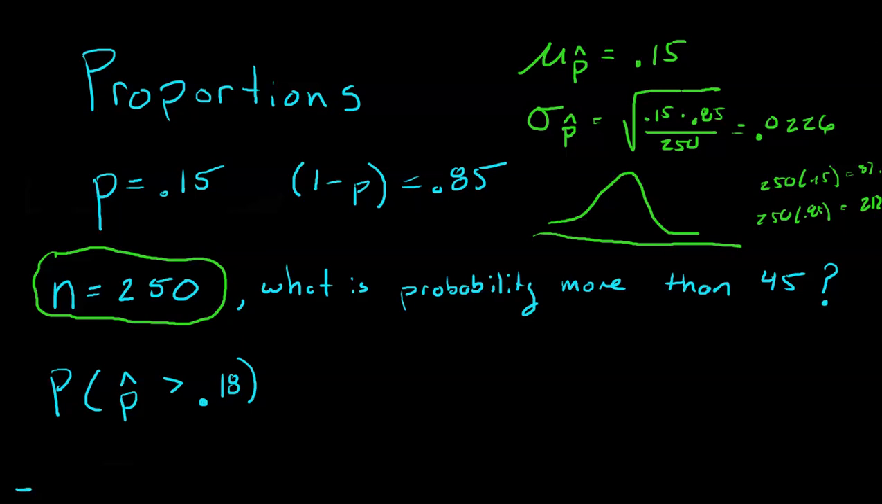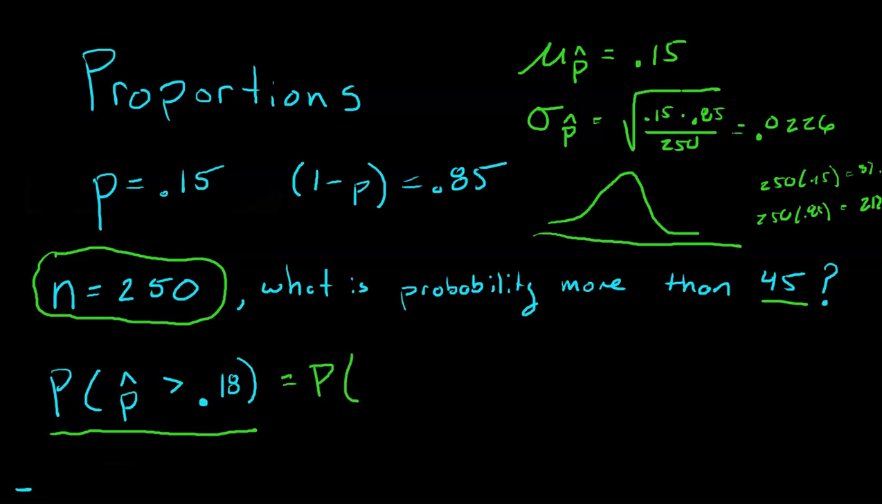All right, so now I can answer the question. See, it took me all of those things to be able to answer this question. All right, what's the probability that there are more than 45 green jelly beans? Well, 45 divided by 250 would be 18%. So essentially I'm asking, what's the probability that a sample proportion is greater than 18%?